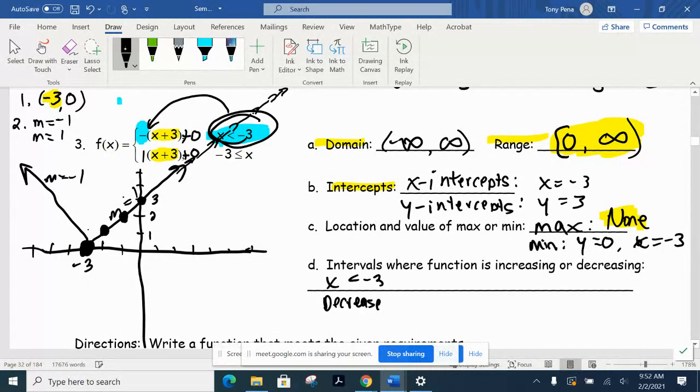If you want to say negative infinity to that, perfectly fine. Right here, when we're greater than -3, isn't that when we have a positive slope? That's when we're going to know we're going to go upwards. So we could then say when x is greater than or equal to -3, that's when we're going to increase. Or you can keep doing the parentheses and the brackets. Totally fine.